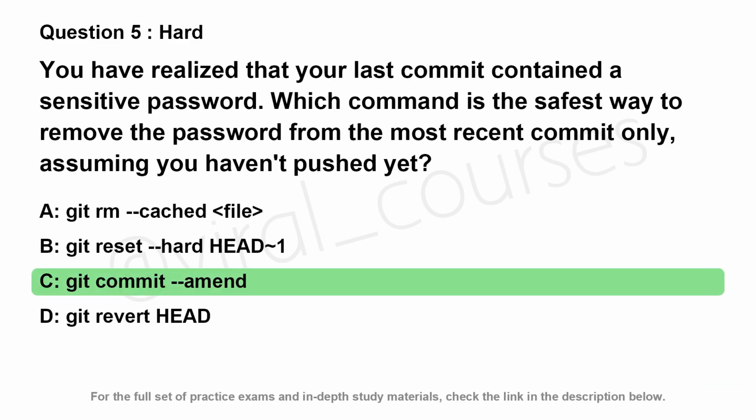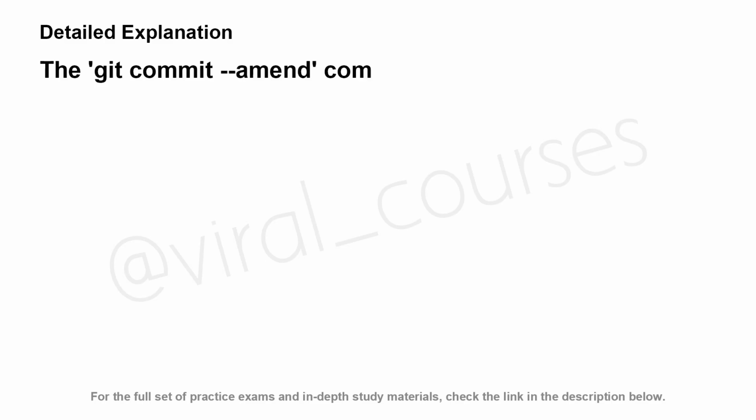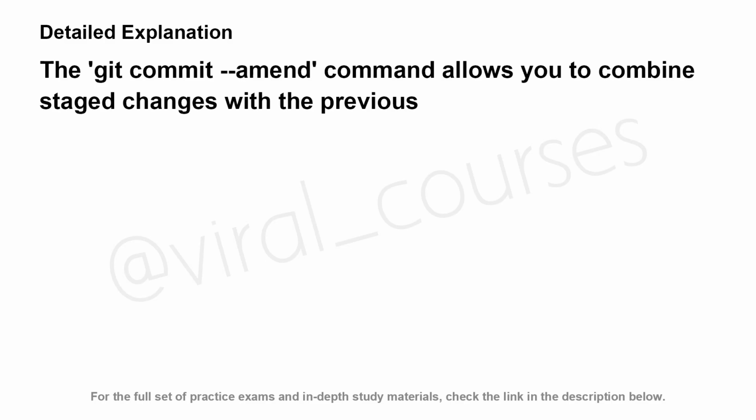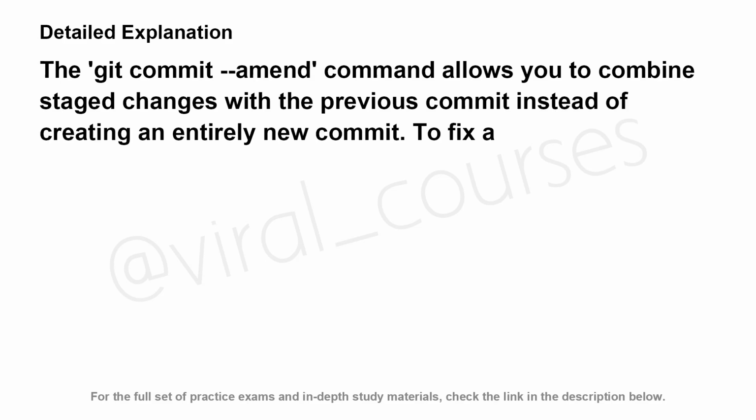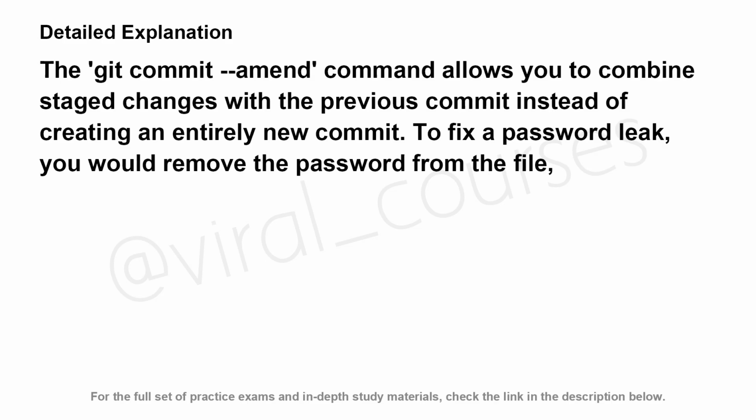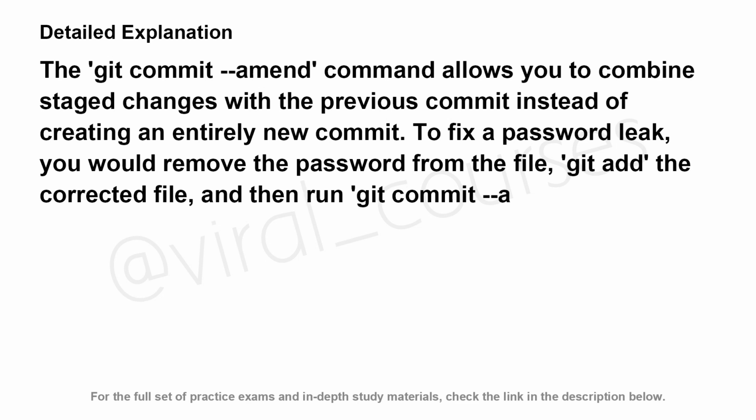The correct answer is C. The git commit --amend command allows you to combine staged changes with the previous commit, instead of creating an entirely new commit. To fix a password leak, you would remove the password from the file, git add the corrected file, and then run git commit --amend.